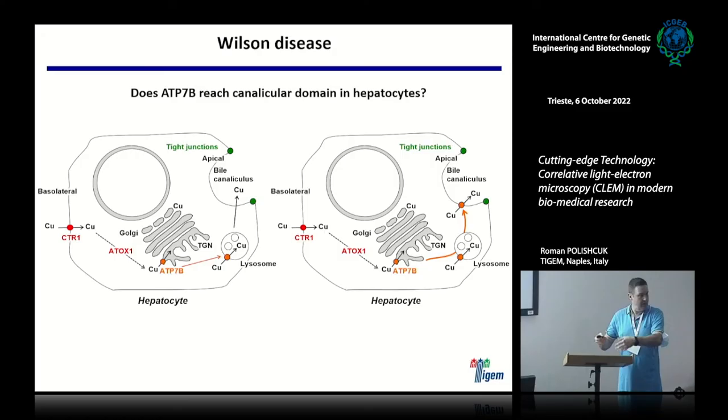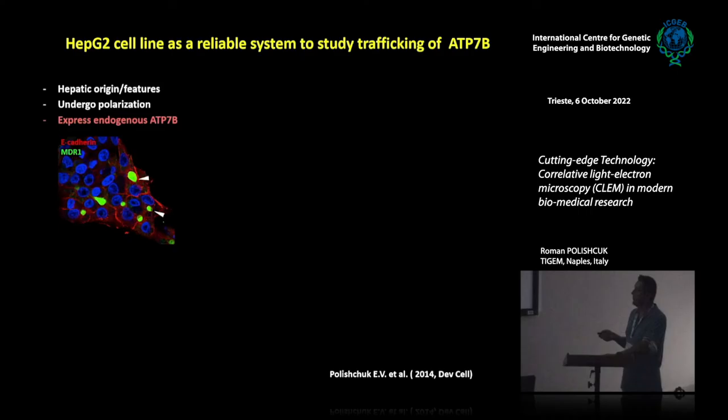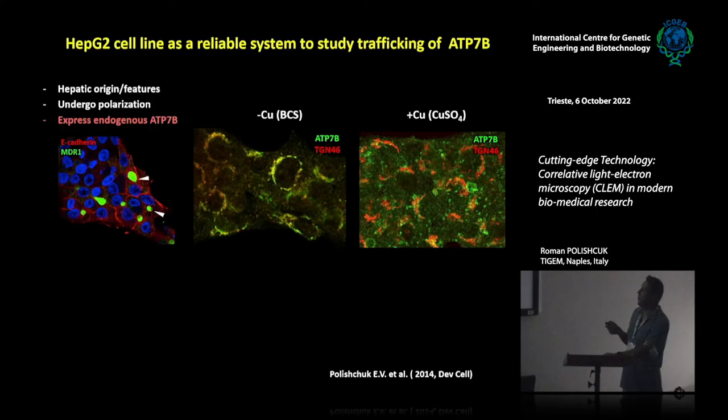So to discriminate between two possibilities, we used HepG2 cells, which can be polarized, and biliary or canalicular cysts, analogs of biliary ducts, can be generated in these cells, which undergo polarization. The advantages are that they are of hepatic origin, undergo polarization, and they express endogenous ATP7B, which can be tracked by antibodies. At low copper, ATP7B resides in the trans-Golgi network.